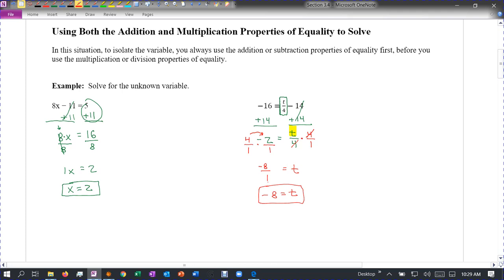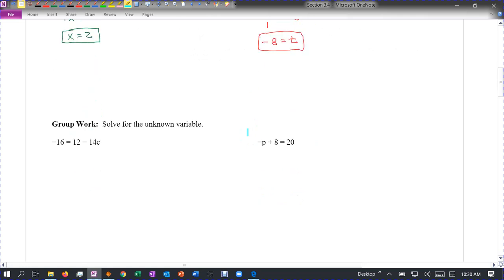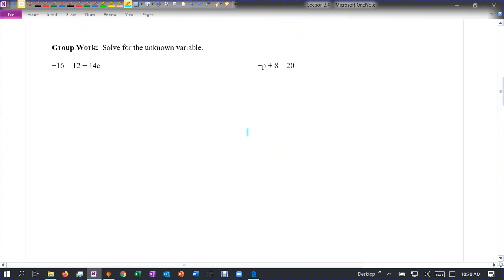Okay, so a big difference between these two problems. In the first problem, we had 8 in front of x, so we divided both sides by 8. On the other problem, we had t divided by 4, so we multiplied both sides by 4. So you're always going to do the opposite of whatever's happening there. Okay, I'll give you a chance to pause the video and work these out. Okay, now I'm going to go ahead and work them out.